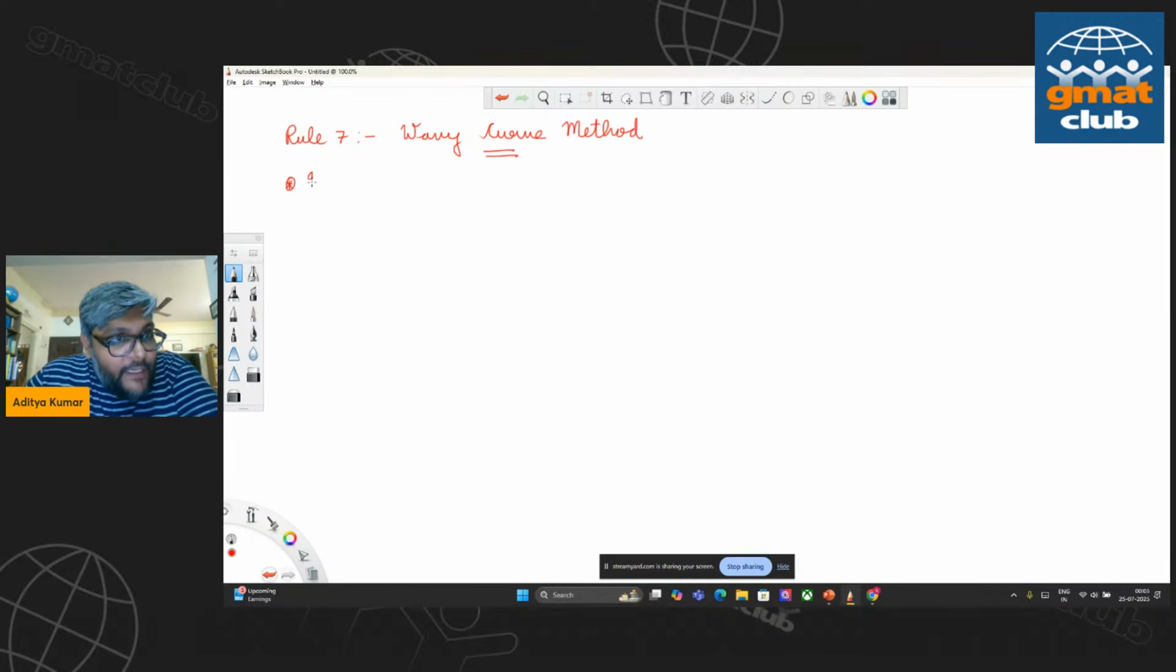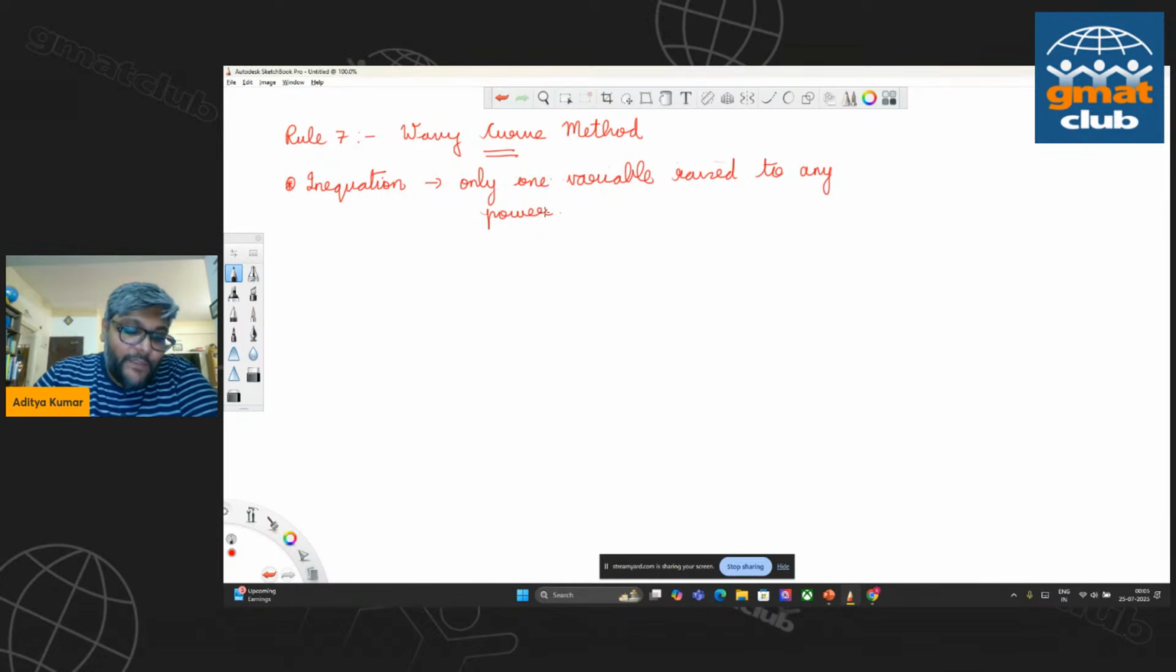Whenever you see any inequation, an equation with an inequality is called an inequation. Whenever you see an inequation where there is one variable that runs throughout, there's only, let me write that word, only one variable raised to any power, all of these kinds of equations can be broken down using the wavy curve method.